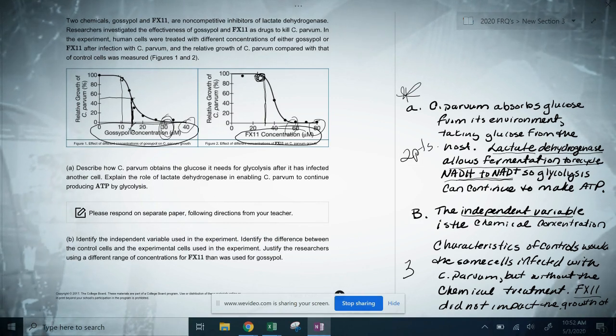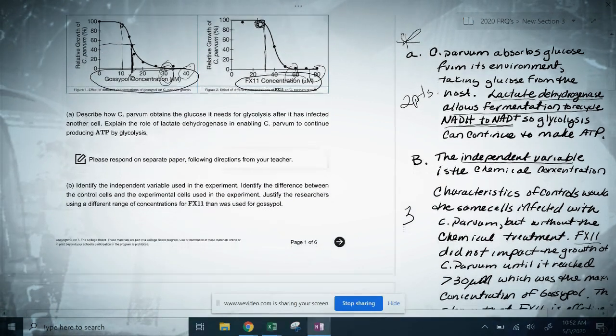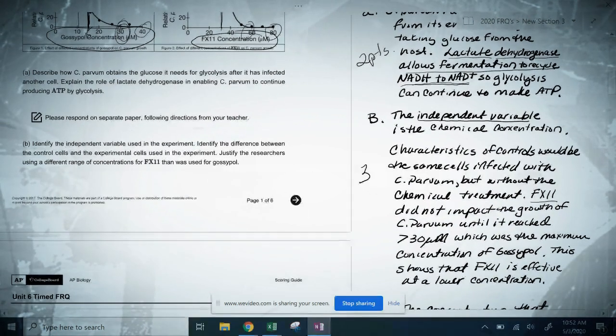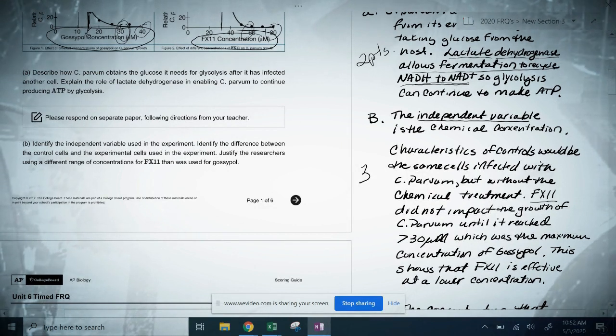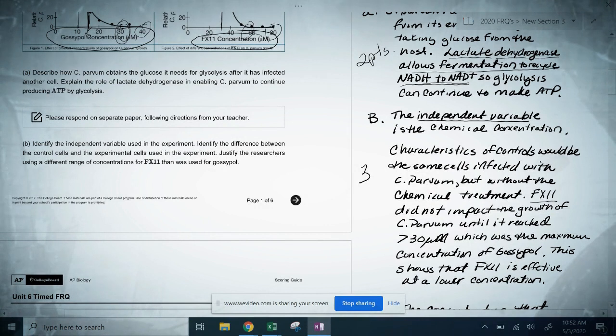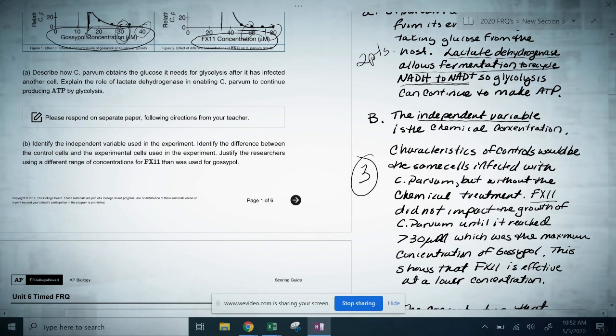All right, so let's see what I chose to write. FX11 did not impact the growth of C. parvum until it reached less than 30 micromoles, which was the maximum concentration of the gossypol. This shows that FX11 is effective at a lower concentration, so it might give the researchers some information. All right, so I wrote down 3 points for this one.